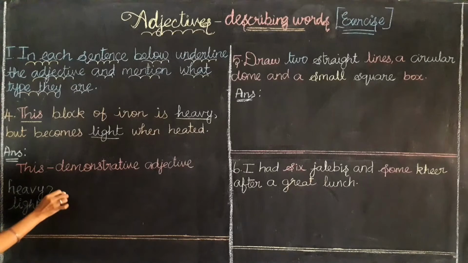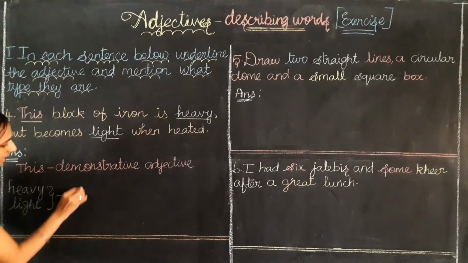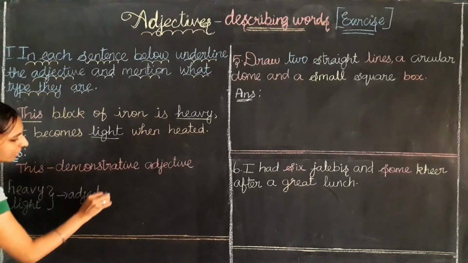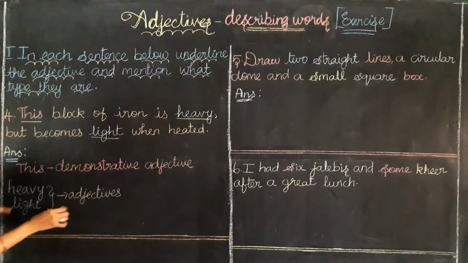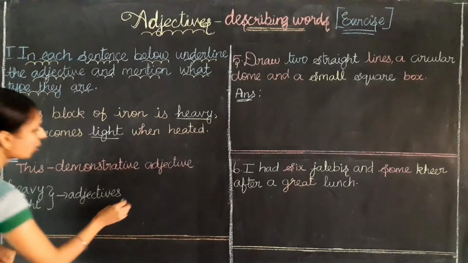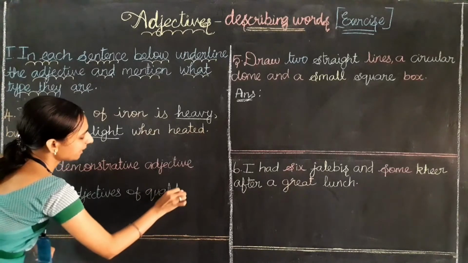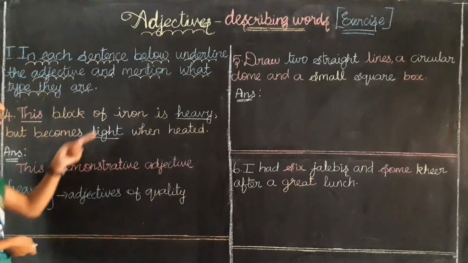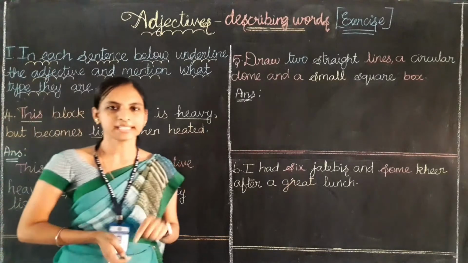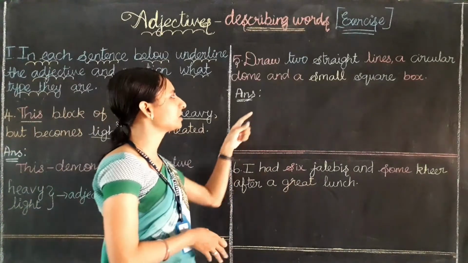These both are adjectives. Because we are writing plural, so I am writing adjectives of quality. It talks about the quality of the noun iron. Clear? Okay, let's do 5th question.